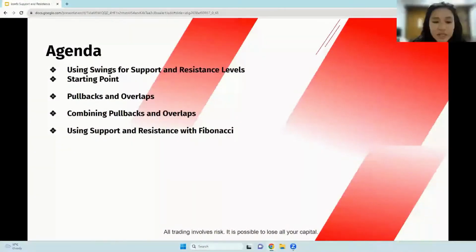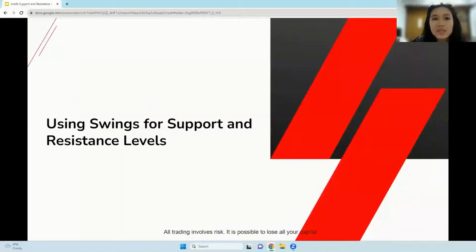So here's our agenda for today. Firstly, we'll be looking at using swings for support and resistance levels, followed by looking at where exactly you should place your starting points. And then we'll be going into pullbacks and overlaps and combining these two in order to use these with Fibonacci as well. Okay, let's get started. So firstly, we'll go into how exactly you can use swings for support and resistance levels.